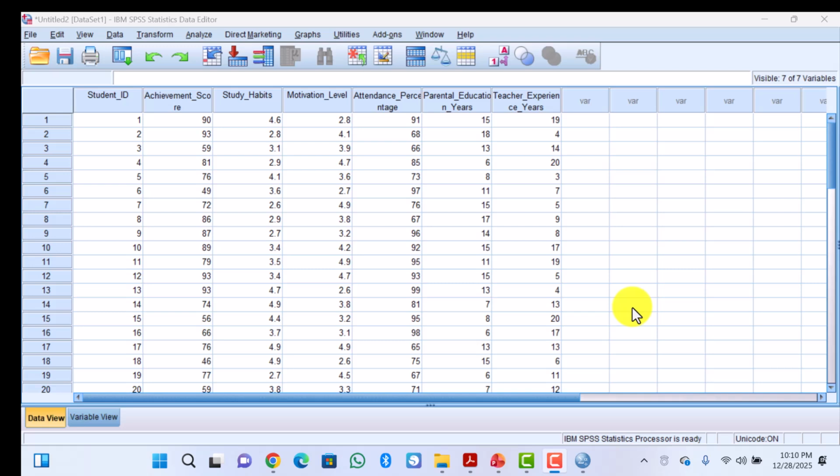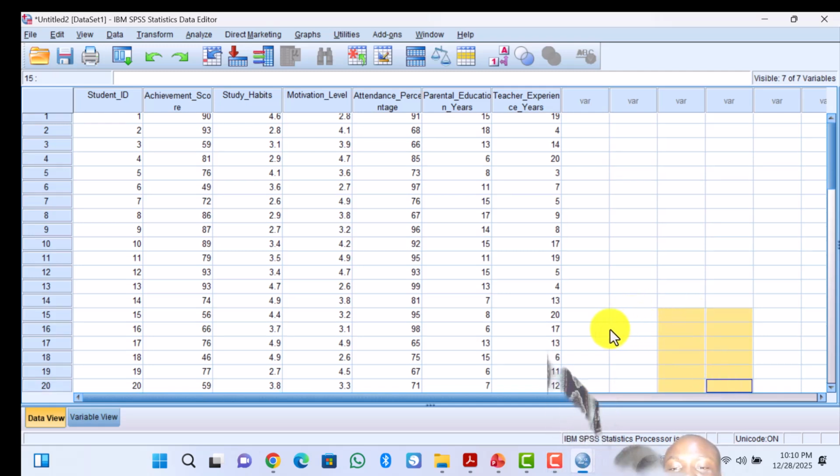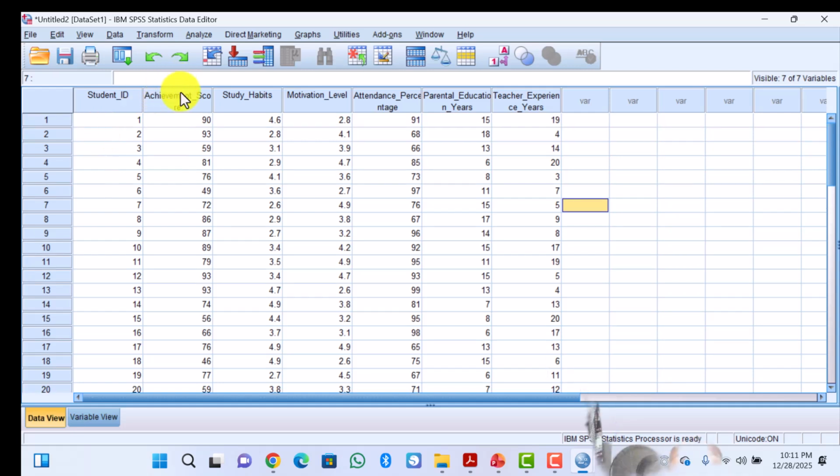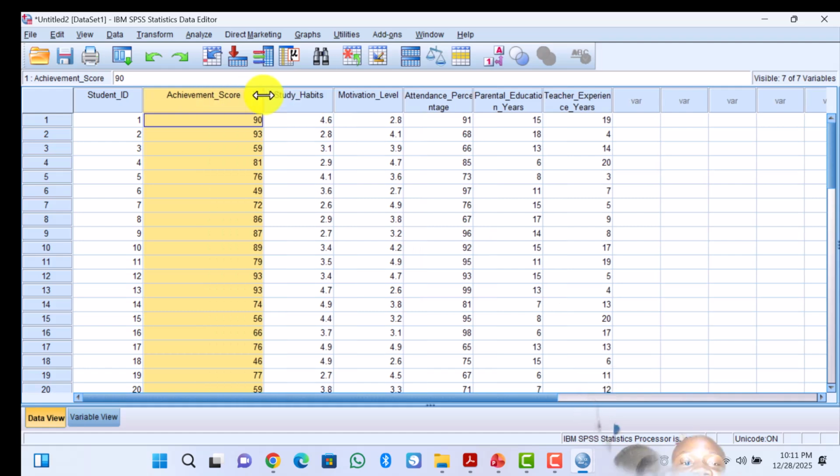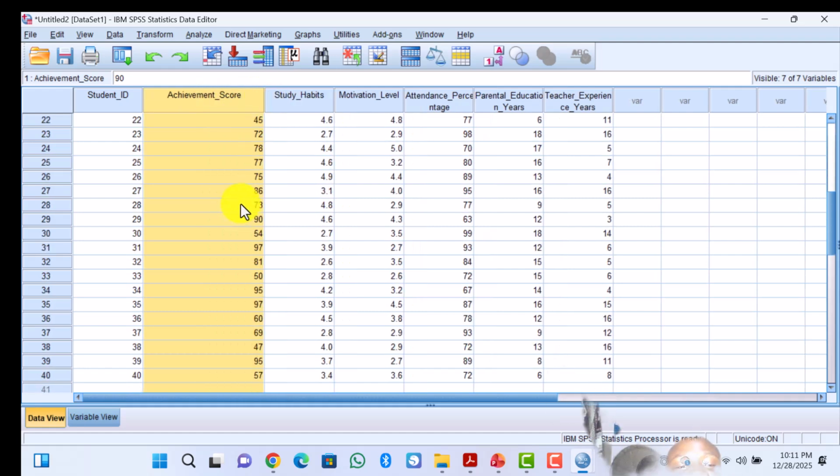Now we're going to look at some data to actually prove what we have discussed so far. The data we have here, if you can see, are the achievement scores of students, and there are 40 of them.